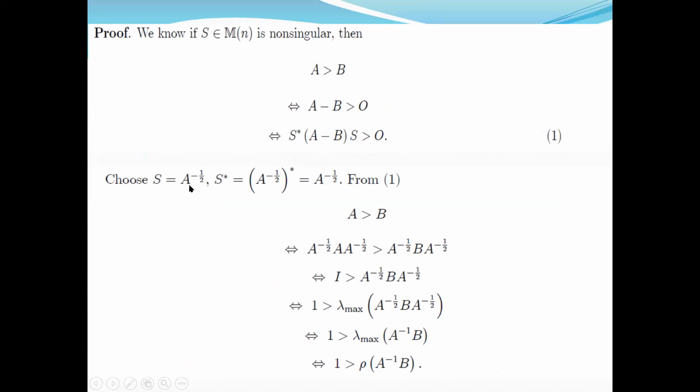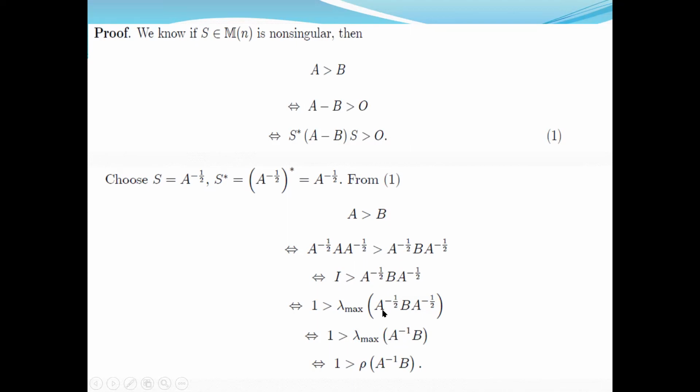Now take S to be A to the power minus half, and S star is also A to the power minus half. Now from 1, A greater than B. This means A to the power minus half A A to the power minus half is greater than A to the power minus half B A to the power minus half. This means identity is strictly greater than A to the minus half B A to the minus half. As proved above, 1 is greater than the largest eigenvalue of this. This means 1 is greater than lambda maximum of A inverse B.